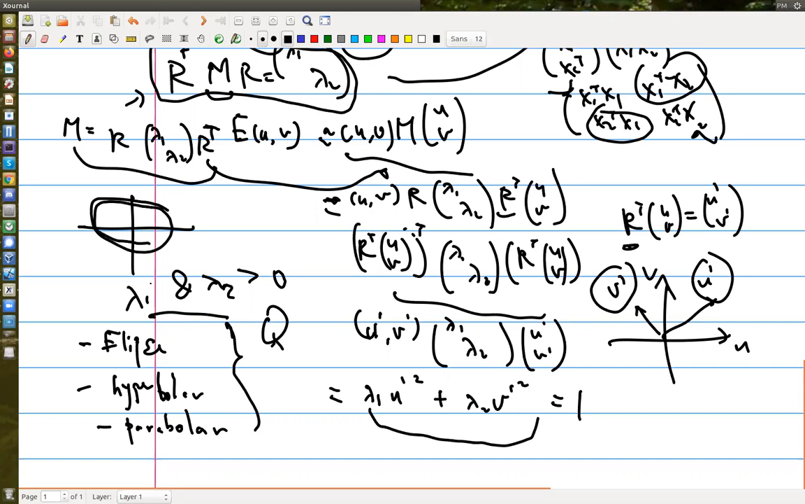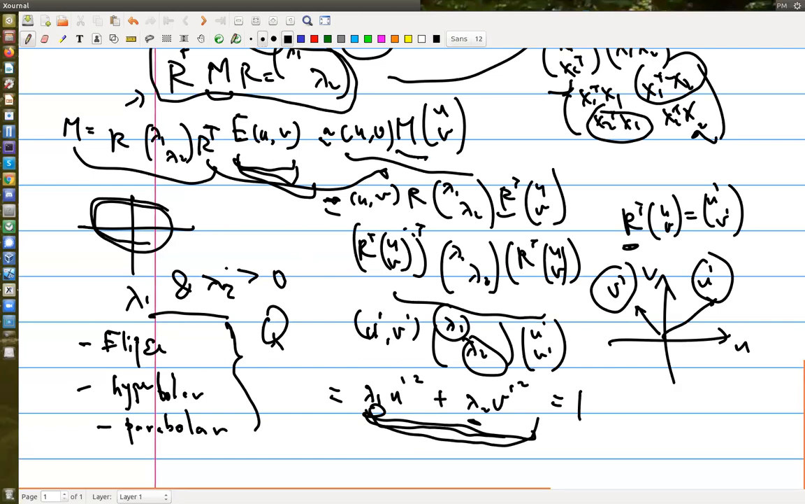Why can I say lambda 1 and lambda 2 are bigger than 0? Because we start with knowing that E(u,v) has to be bigger than or equal to 0, because it is positive definite. So if either of lambda 1 and lambda 2 is negative, then this value can be negative, right? So actually what we get is that we eventually approximate E(u,v) with a simple ellipse. And the ellipse is specified by lambda 1 and lambda 2, which are basically the eigenvalues of M here.